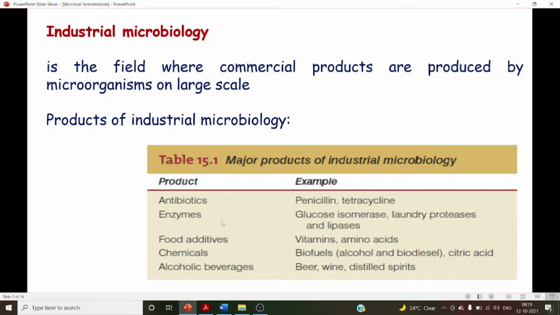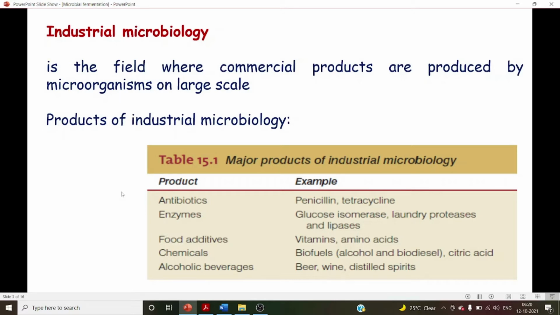Then there are certain enzymes like glucose isomerase, laundry proteases, and lipases. These are also produced by industrial fermentation. Then there are food additives like vitamins and amino acids. Then chemicals such as citric acid, vinegar, and biofuels such as alcohol and biodiesel. These are the products of industrial fermentation. Then alcoholic beverages like beer, wine, distilled spirits, vodka and all. These are produced by industrial microbiology. So these are some common products, but there are other products also, like insulin. These days, the insulin which we use is also a product of industrial microbiology, and there are so many.